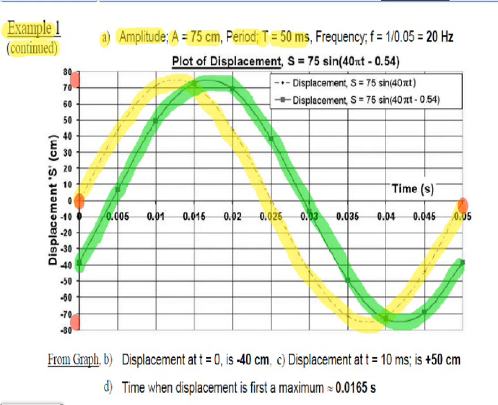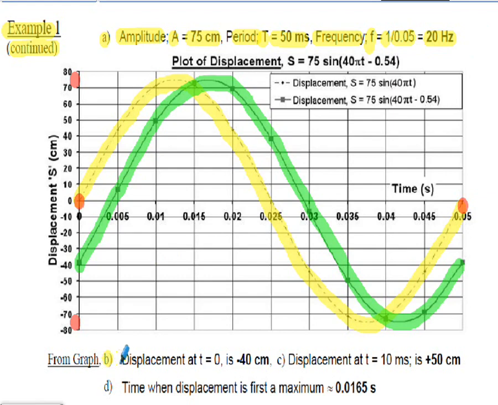or 50 milliseconds. From our previous slide, we know that the frequency, lowercase f, is 1 divided by the periodic time, 1 upon the t. So 1 divided by 0.05 in this case gives us a frequency of 20 Hertz.